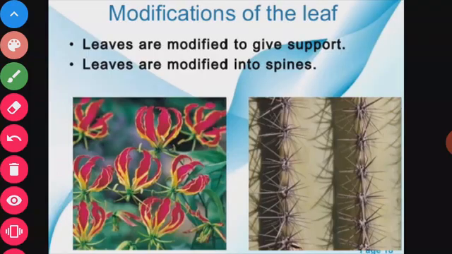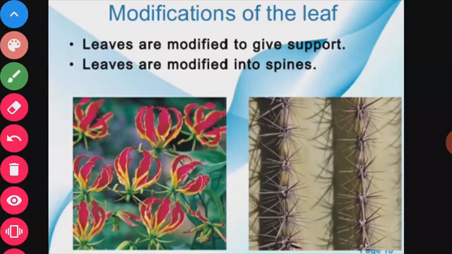Modifications of leaves. Dear students, you know that leaves are modified into spines in xerophytic plants. Xerophytic plants are those plants which grow in the deserts. We know that in deserts the concentration of water is less. Leaves are modified into spines in xerophytic plants to reduce transpiration, the loss of water, like in cactus, like in opuntia.